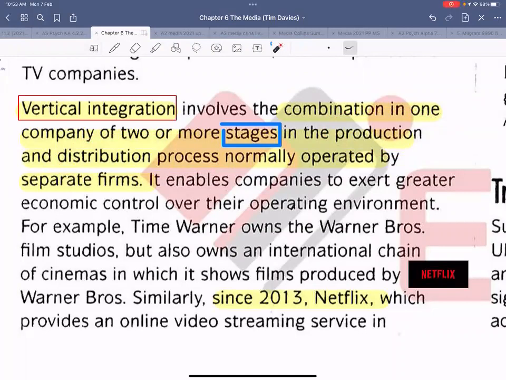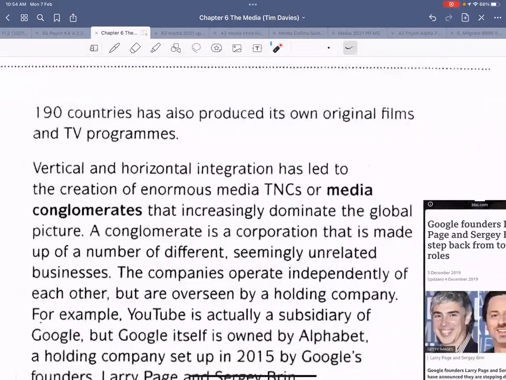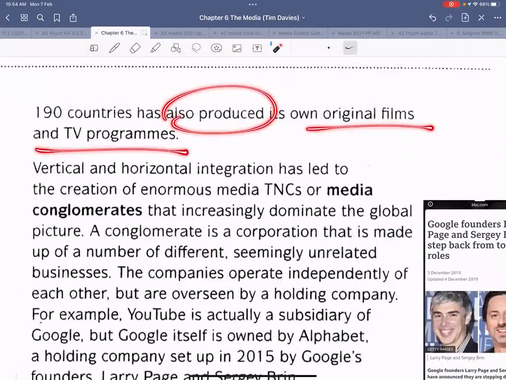It enables companies to exert greater economic control over their operating environment. Of course, today they don't have to worry. They produce, they distribute on their own. So this would give more economic control to the company. For example, Time Warner owns the Warner Brothers film studio, but also owns an international chain of cinemas in which it shows films produced by Warner Brothers. Similarly, in 2013, Netflix, which provided an online video streaming service initially in 190 countries, has also produced its own original films and TV programs.